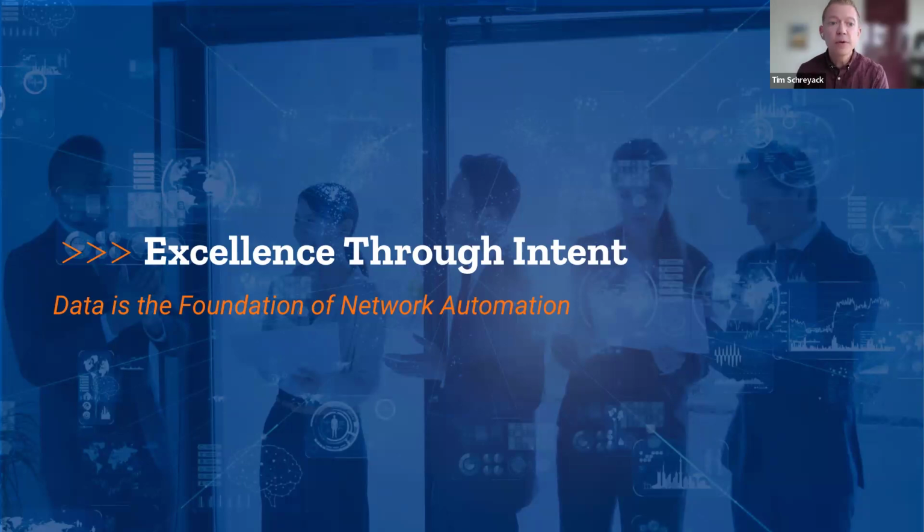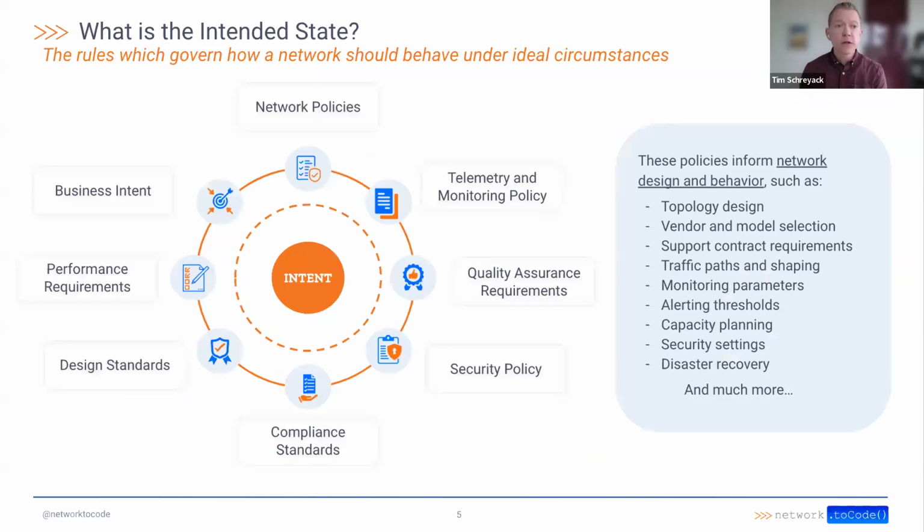Moving on to excellence through intent, data is the foundation of network automation. And that's this first section we're going to go through, which is: what is the intended state? What do we mean by that when we say the intended state? The intended state of a network defines how the network should operate. And that definition is stored in our network source of truth.